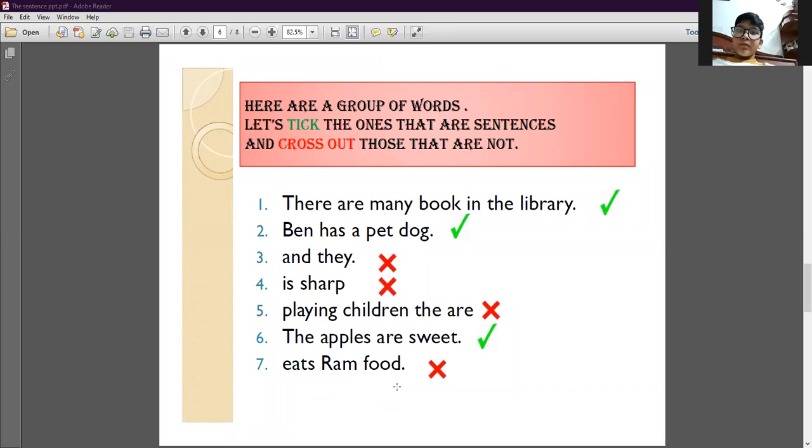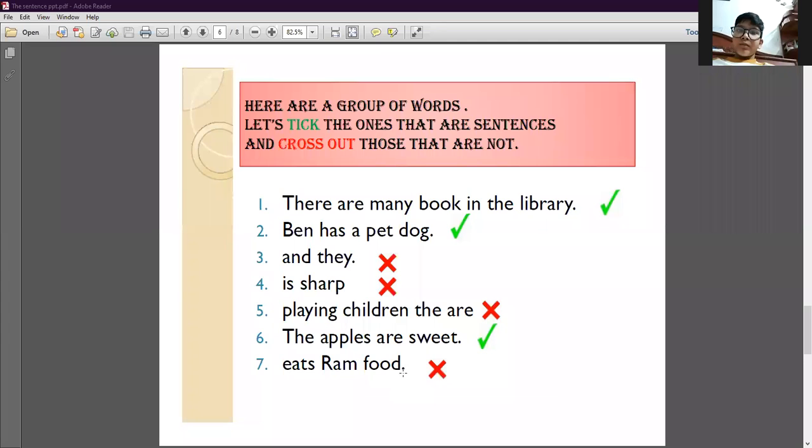So student, you have to know what is a sentence. What is a sentence? Only a group of words is not a sentence. Only writing a group of words does not make a sentence. What should it have? It has a complete meaning, a complete thought, and has subject and verb combination.